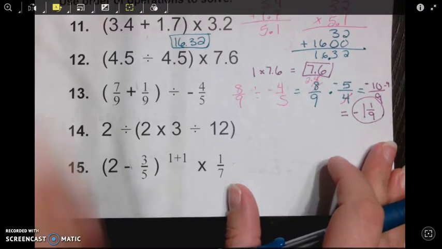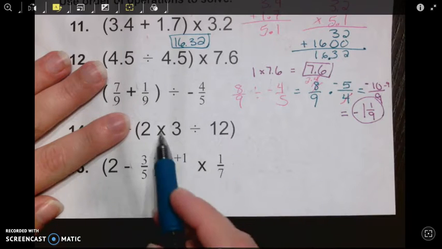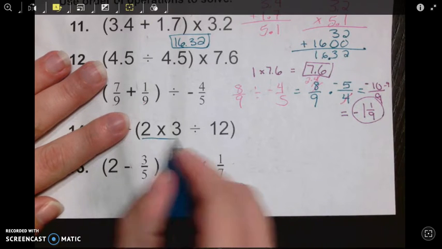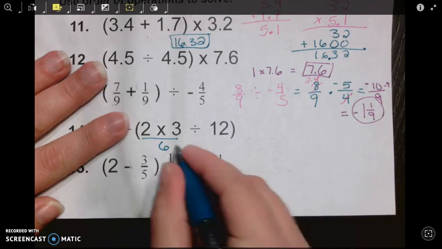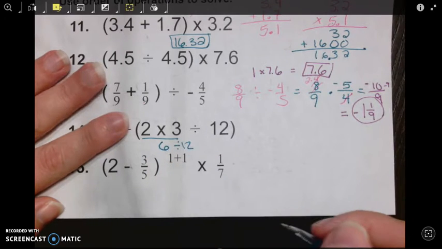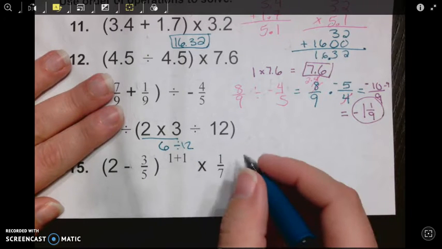Okay, order of operations, we do the parentheses first. And then inside parentheses, you do order of operations. So multiplication and division, you do whichever one shows up first. So we're going to take 2 times 3 first, which is 6. And then take 6 divided by 12. That's not 2, because this is the bigger number. So 6 divided by 12 is actually going to be 1/2.